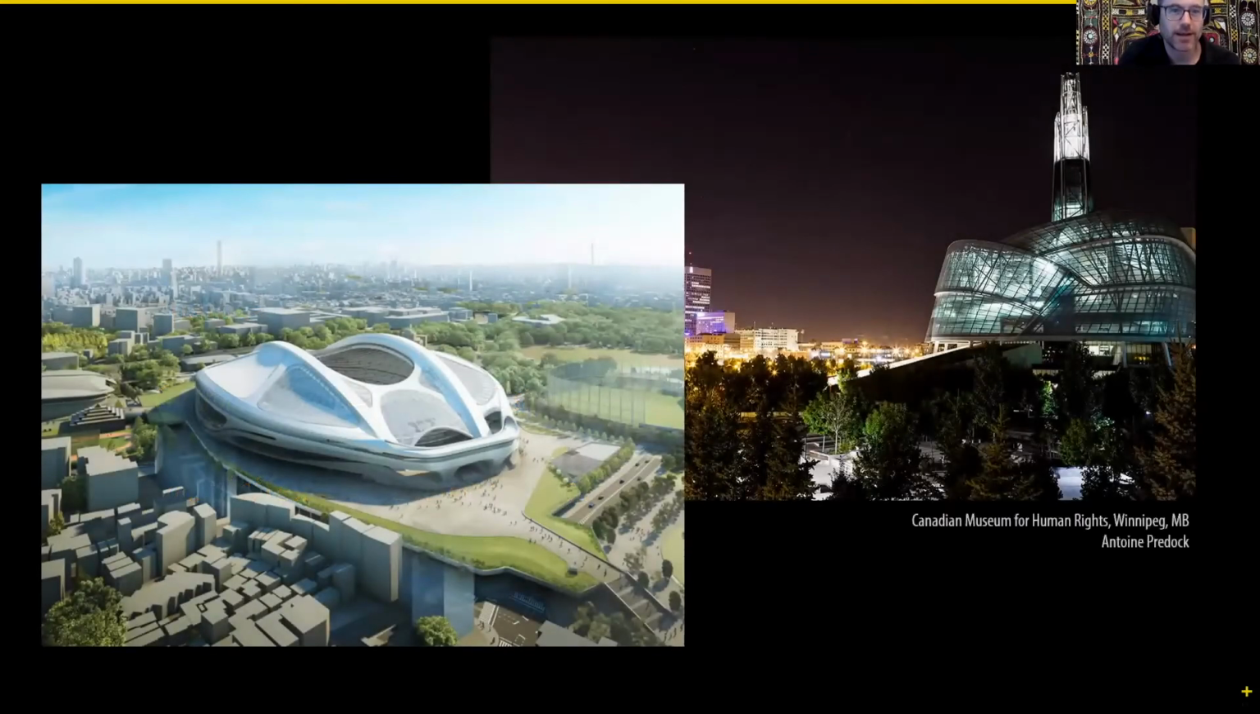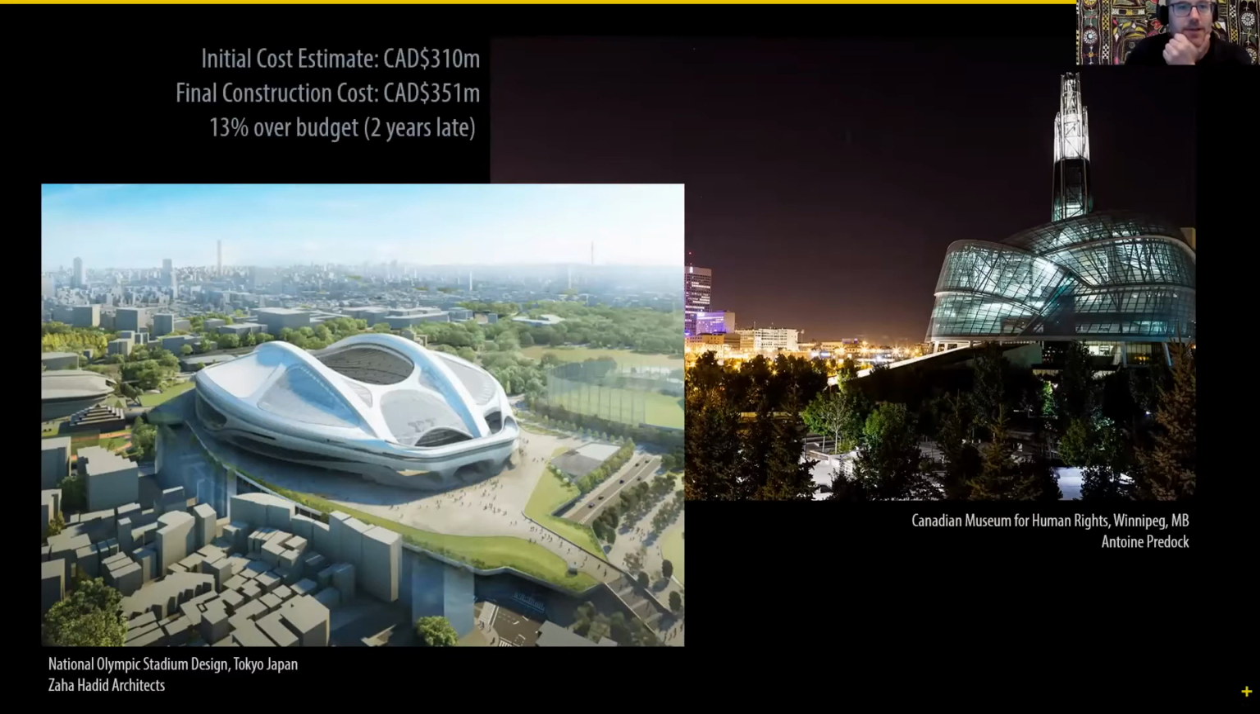The first one, the Canadian Museum for Human Rights, had an initial cost estimate of $310 million and had a final cost of $351 million. 13% over budget. It was also 2 years late because of the amount of piles that had to be driven into the soil by the river.